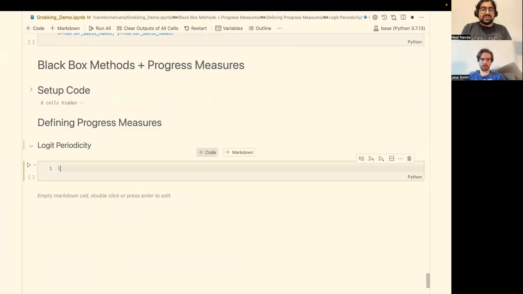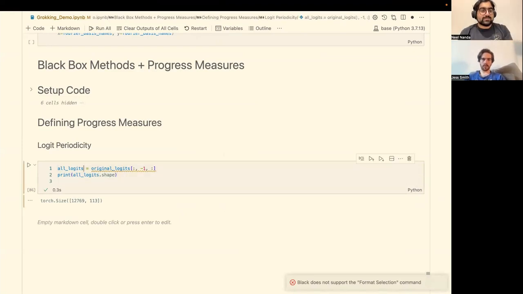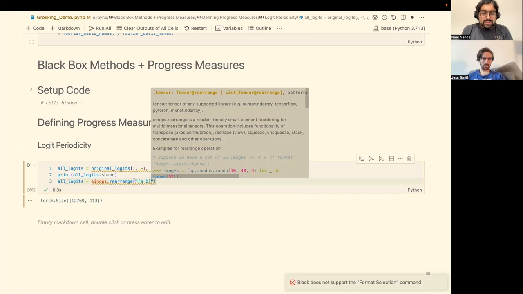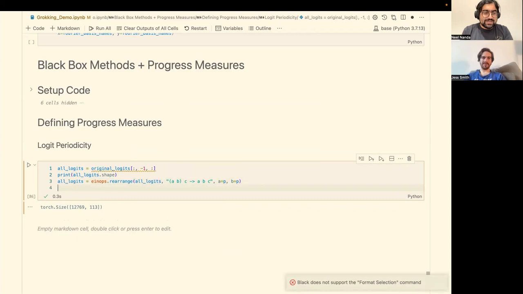The way we do this, we start with all of the logits. We need to index into just the final axis. This has shape 113 squared by 113. Let's reshape this so that it's got shape a by b by c. I'm going to use einops, which is this magic library for making tensors behave nicely, but you really don't need to actually pay attention to the details of what's going on here.